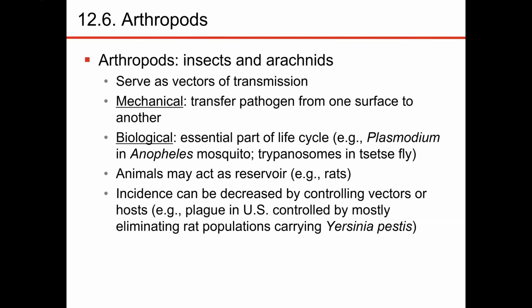A biological vector is one where the pathogen actually uses the vector as part of the life cycle. So the pathogen actually has to replicate inside of the organism, the vector. So that would be a biological vector then. So an example there, and I think my best example, is the Anopheles mosquito is the definitive host of Plasmodium.